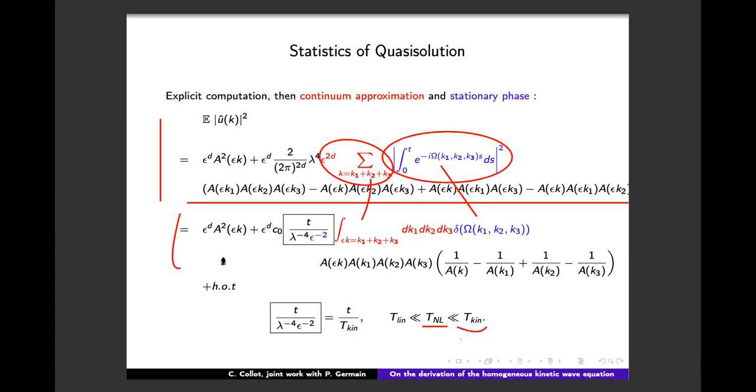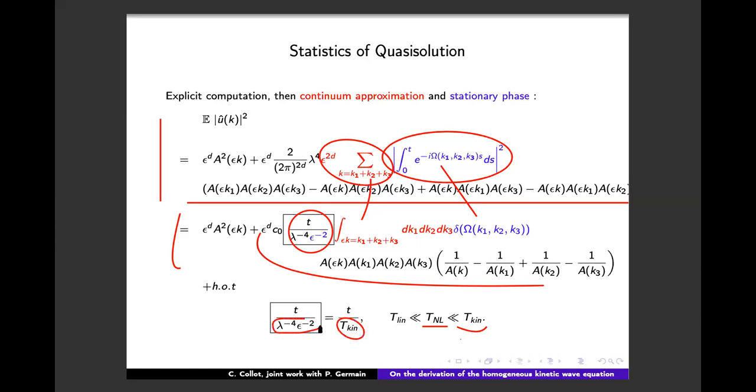So what it's saying is that at some later time, the first correction is of this form. And you see that in front, I have a factor t over lambda to the minus 4 epsilon minus 2. So the new nonlinear effects that will change my statistics appear with some typical time that is precisely this thing here.